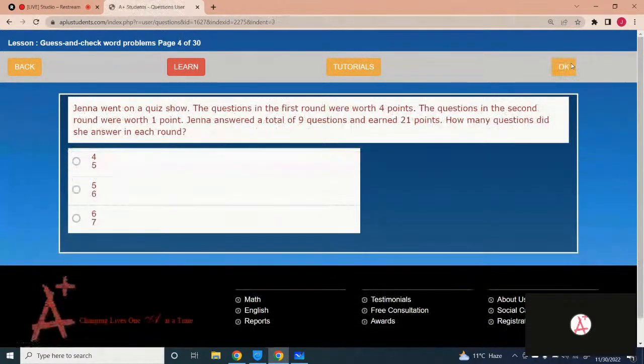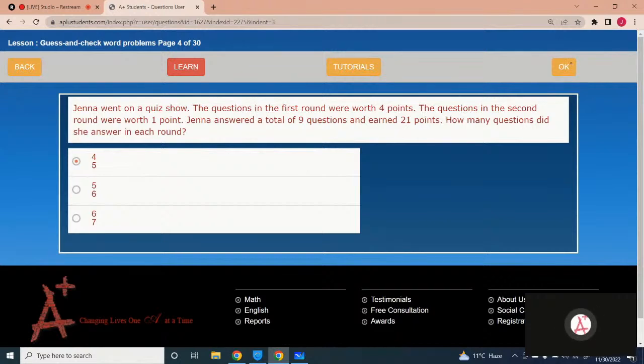Okay, the next one is Jenna went on a quiz show. The questions in the first round are worth 4 points. The questions in the second round are worth 1 point. Jenna answered a total of 9 questions and earned 21 points. How many questions did she answer in each round? So she answered a total of 9 questions. So which option makes 9? The first one. Got it?